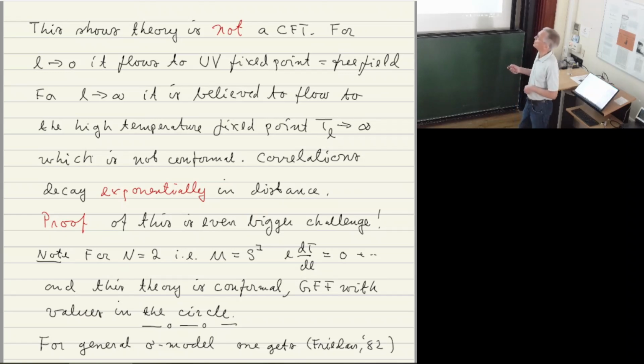But anyway, this shows that if you succeed in showing that that's actually true, then it's not going to be a conformal field theory, because things depend on scale. So for L going to 0, it goes to the ultraviolet fixed point, which is the free field. For L going to infinity, it's believed to flow to the high temperature fixed point, namely this temperature parameter goes to infinity. And this is known to have exponential decay of correlations.